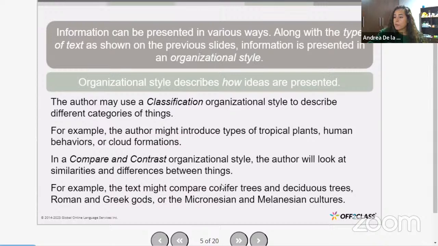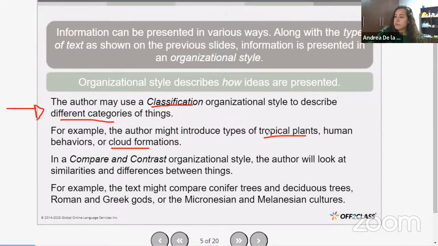So for example, one very common organizational style is classification. In classification, basically the author talks about different categories of things, right? Different types of things. So for example, the author may introduce types of tropical plants, types of human behaviors, types of cloud formations, so types of something, sorts of something, or different categories of something. When you have classification, it's very common that you have the names of the different types, a brief explanation of what they are, and then examples.